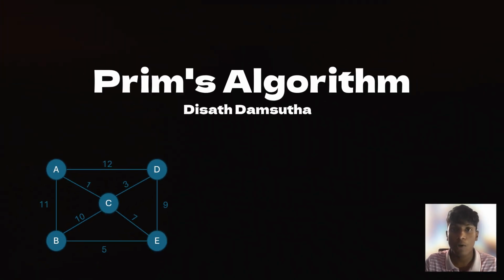Today we are going to learn about Prim's algorithm, one of the most important algorithms used in graph theory and computer science. By the end of this video, you will understand what Prim's algorithm is, why it is used, how it works step by step, a complete example, and its advantages and applications. So let's get started.